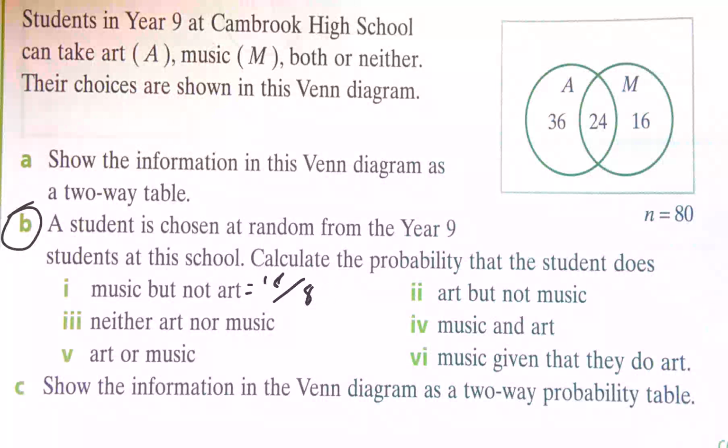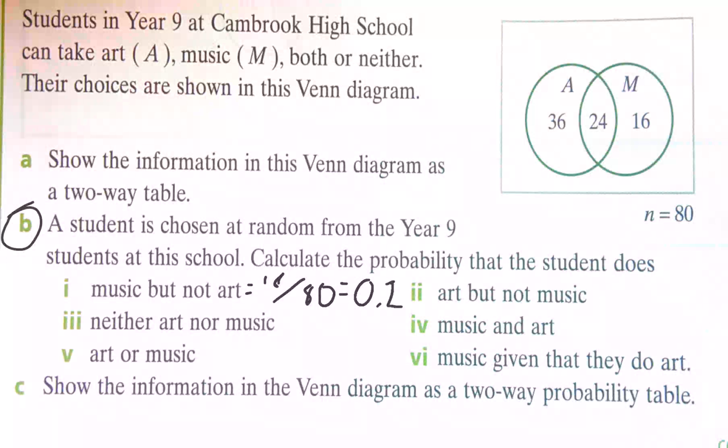My writing's going to get a little dodgy here because I'm working quite small. 16 out of 80. For this, we'll probably want our probability as a decimal. So with our calculators, we do 16 divided by 80, and we get 0.2. So a probability of 0.2 that a student does music but not art.